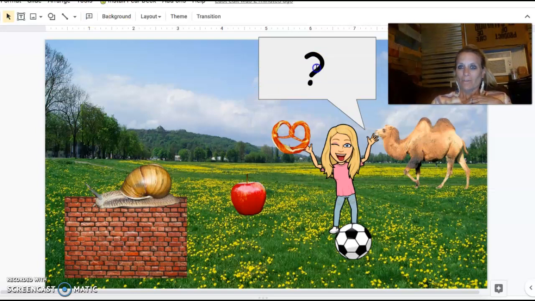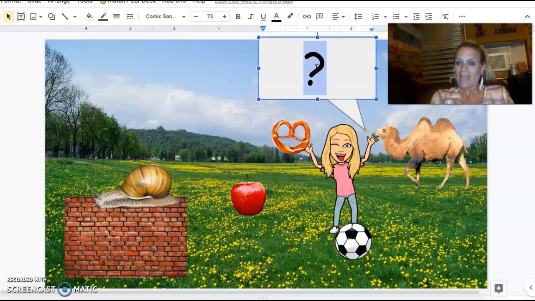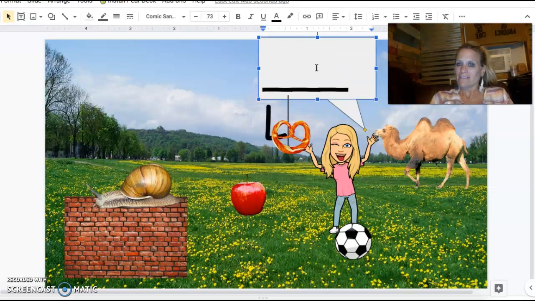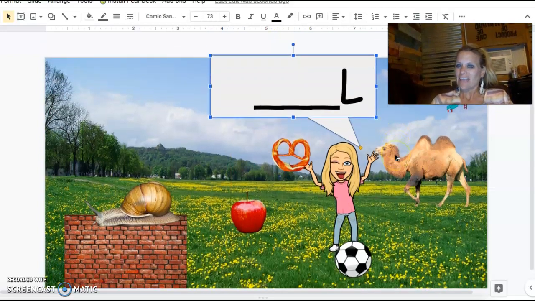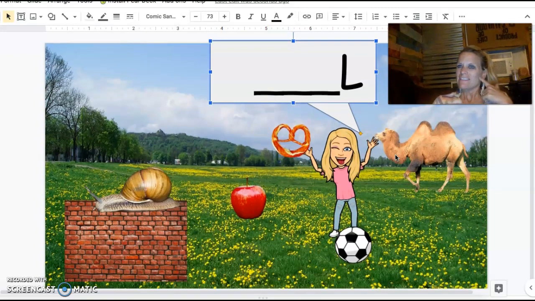All right, guys, I hope you were able to talk it out a little bit. If you said they all have the same ending sound and it was the L sound, you were right. Listen again. Camel, ball, pretzel, apple, snail, wall. They all have the same ending sound. All right, guys, draw 2 of those words together for me and record it here.